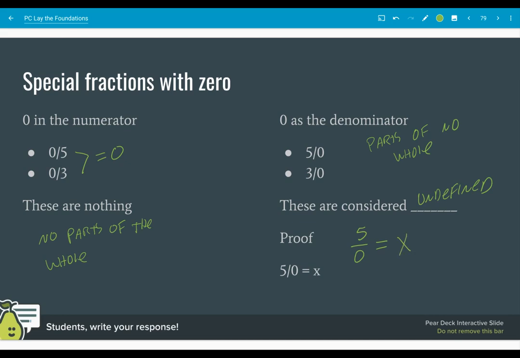Well, let's go about solving that. So I want to get rid of the denominator, so I'm going to multiply both sides. So I end up with 5 equaling 0, which is not true. So therefore, it's undefined. X, or 5 divided by 0, doesn't exist. There's no solution to that.